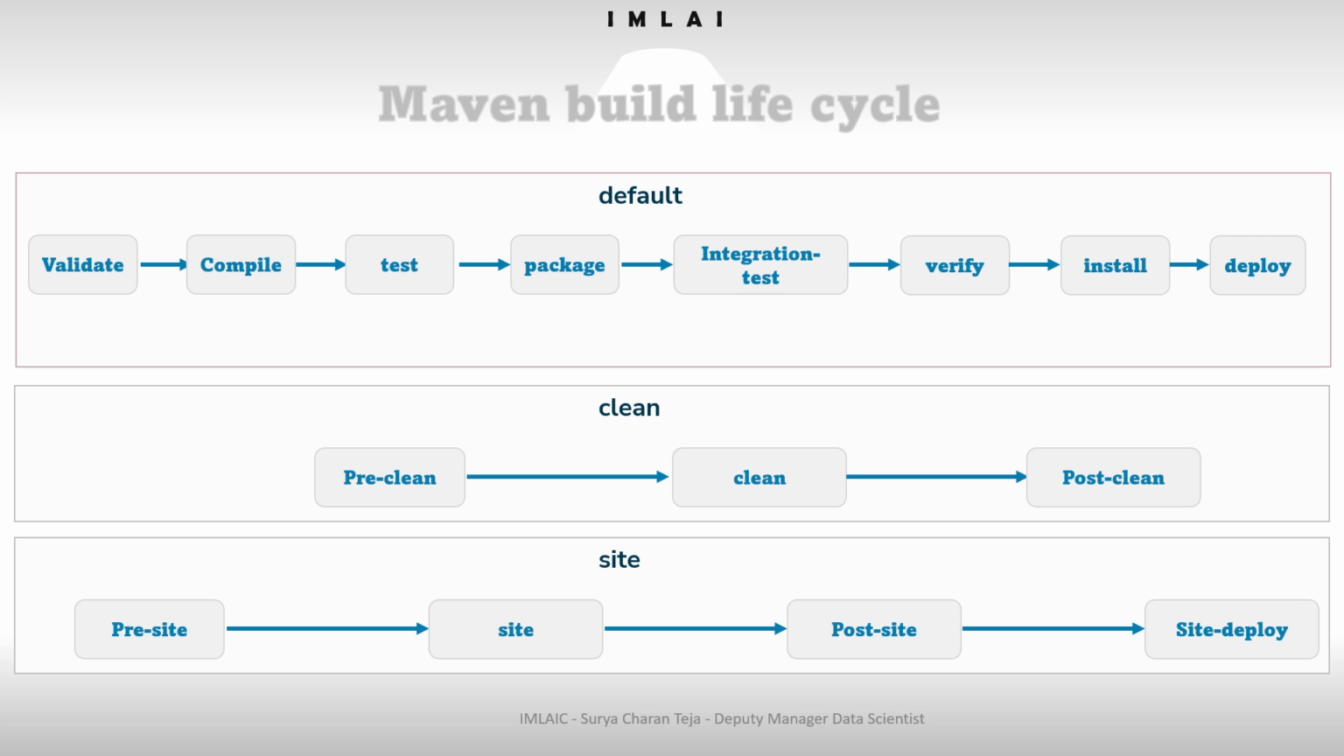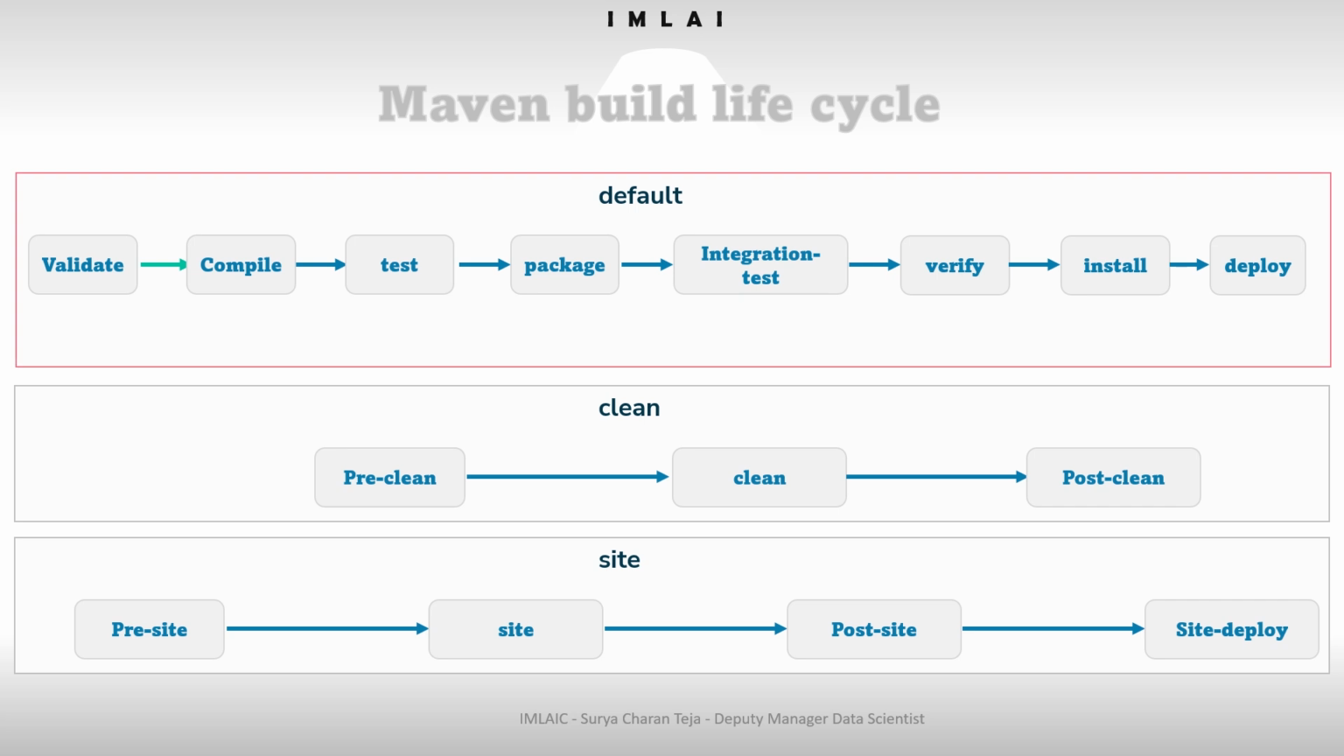What happens inside that default, you see here. It begins with the validate. It validates the source code, then it compiles the source code. It will convert the source code, which is written in human readable format, into machine language. Basically, you say bytes, bits and bytes. You say bytes, not bits.